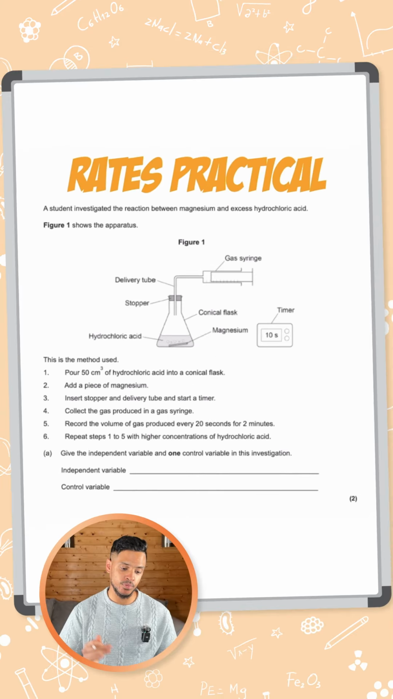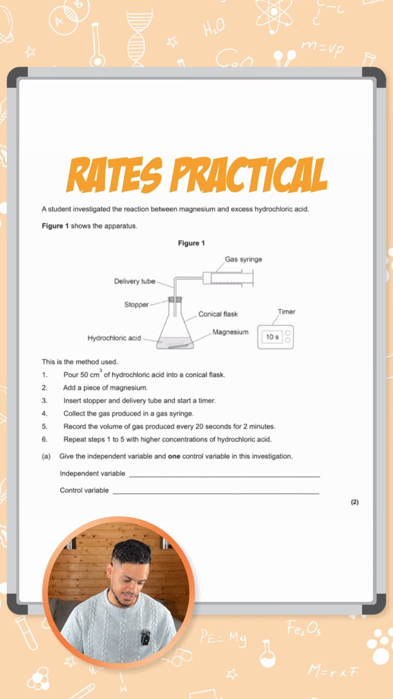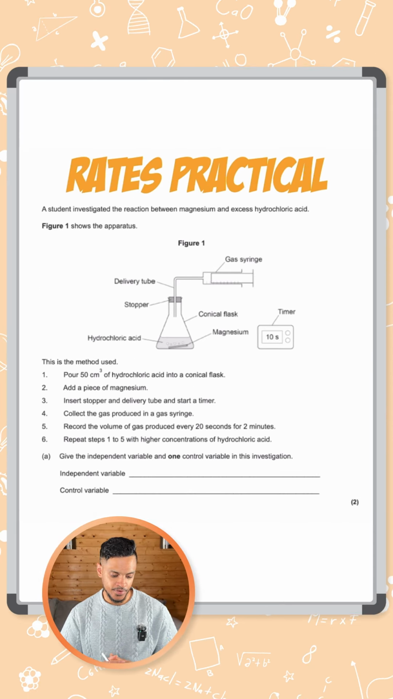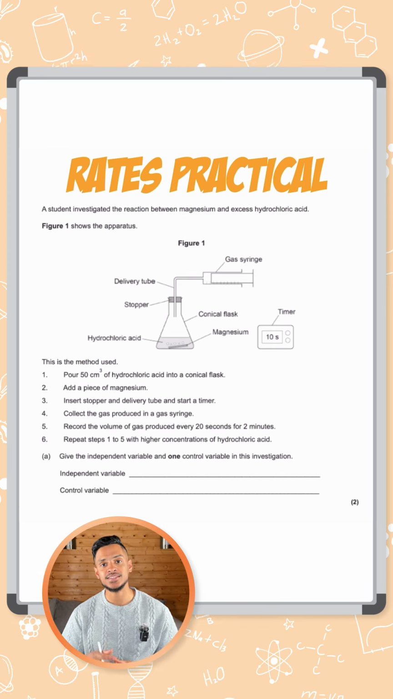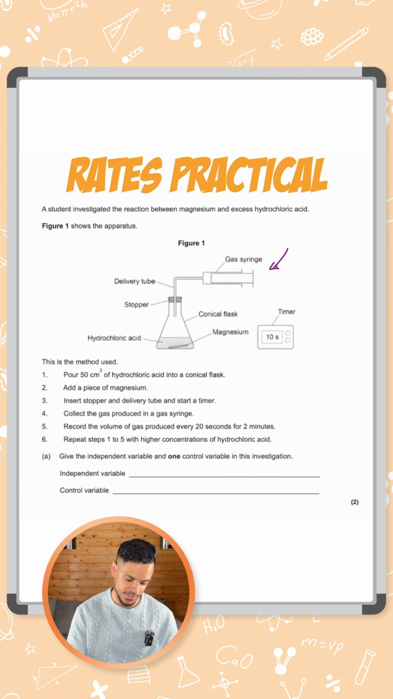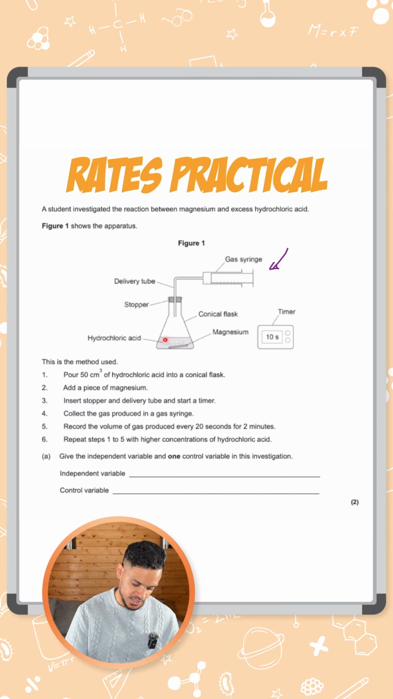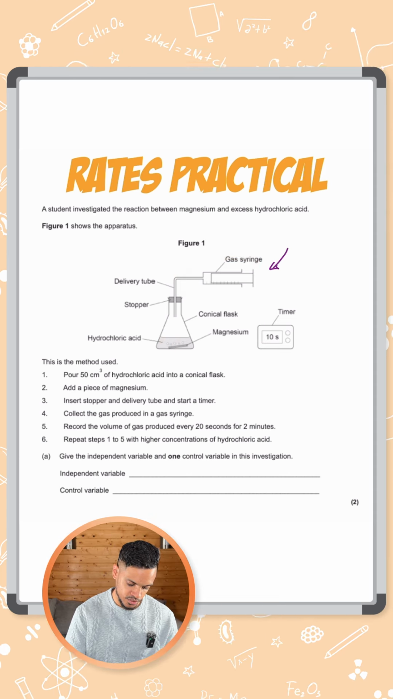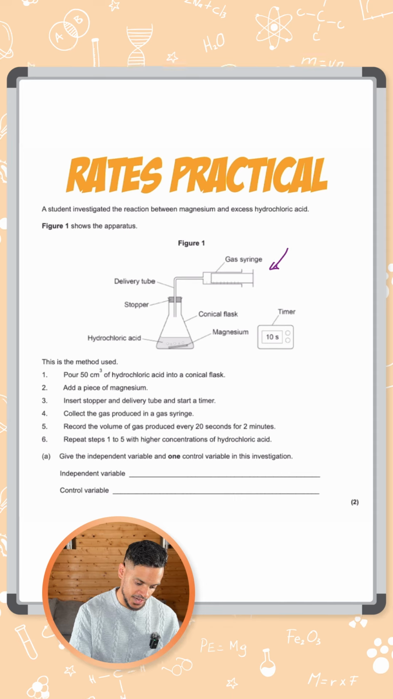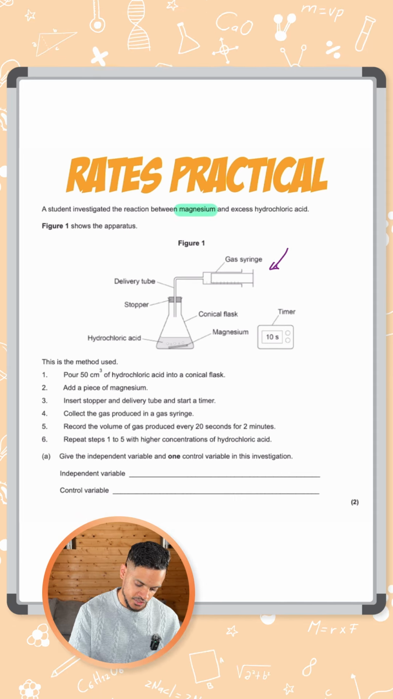Right, let's look at a practical on rates of reaction here. It says a student investigated the reaction between magnesium and excess hydrochloric acid, and they've given us the setup here. So you can see we have a gas syringe which is collecting the gas produced by this reaction. The reaction here is magnesium and hydrochloric acid.